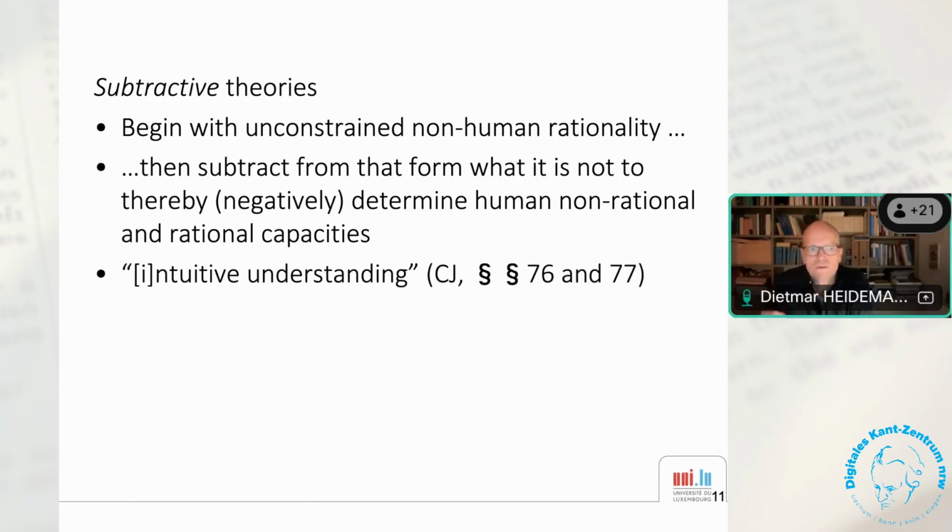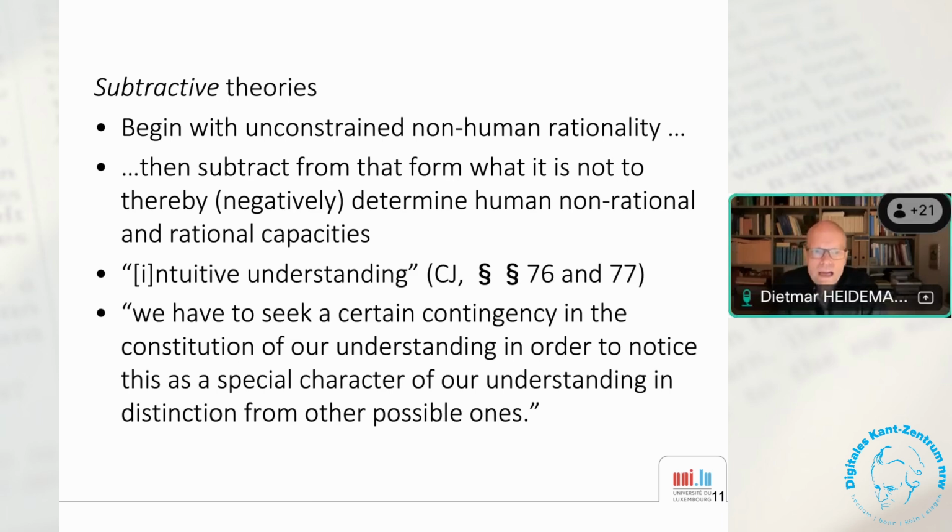Where do we find this? There's a place where we find this, I think, namely in the third critique, the Critique of Judgment, paragraphs 76, 77, the intuitive understanding. There, Kant says, we have to seek a certain contingency in the constitution of our understanding in order to notice this as a special character of our understanding in distinction from other possible ones. I'm not going into debating what kind of possibility that should be. This other kind of understanding, is this just a logical possibility? Is it at all a logical possibility? Certainly not a real possibility, but at least the idea is we need to have the idea of another kind of understanding to make conceivable or intelligible the kind of understanding we have.